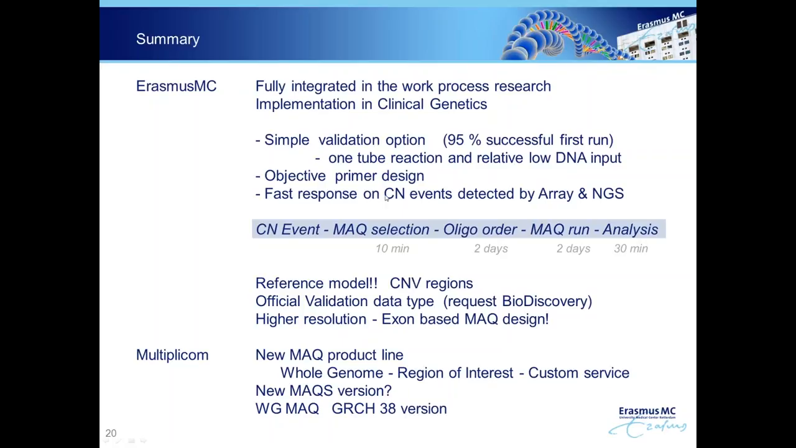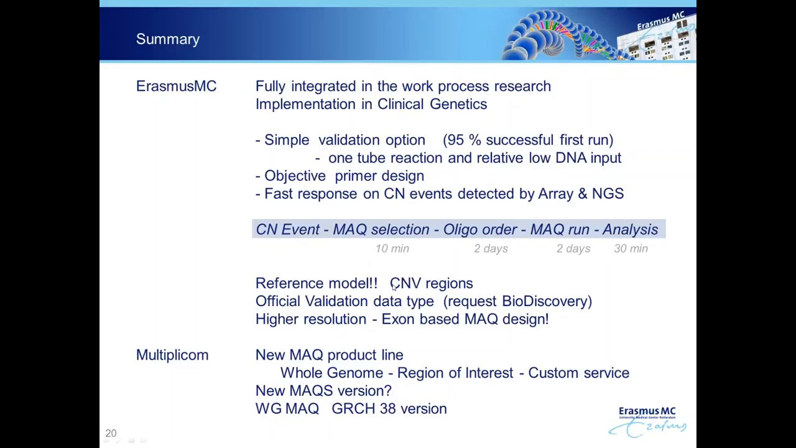It is fast, because looking at the whole process, it takes us 10 minutes for the selection. A normal ordering process takes 1 or 2 days. A MAQ run depends on the availability of the ABI system, 2 days. Analysis, 30 minutes, so in general it is possible to do this in 5 working days to have a validation ready. There are some remarks I have to make.